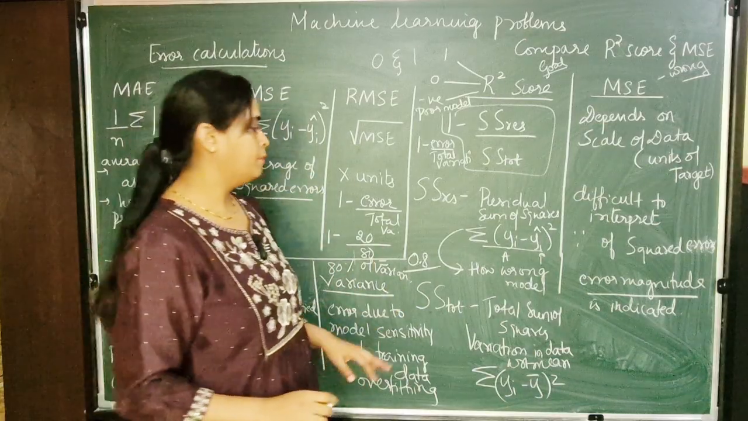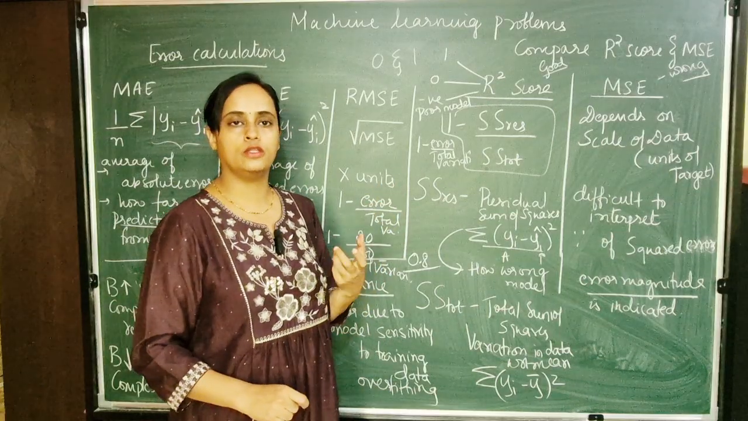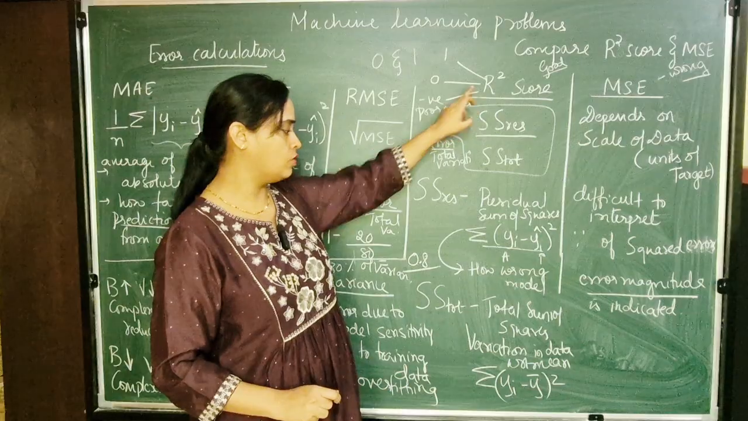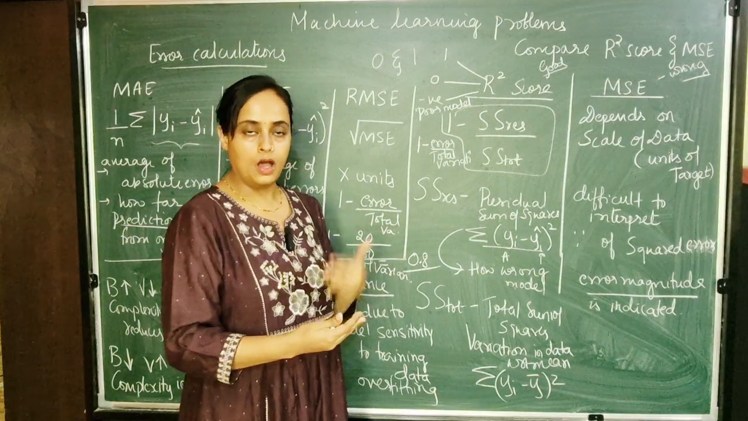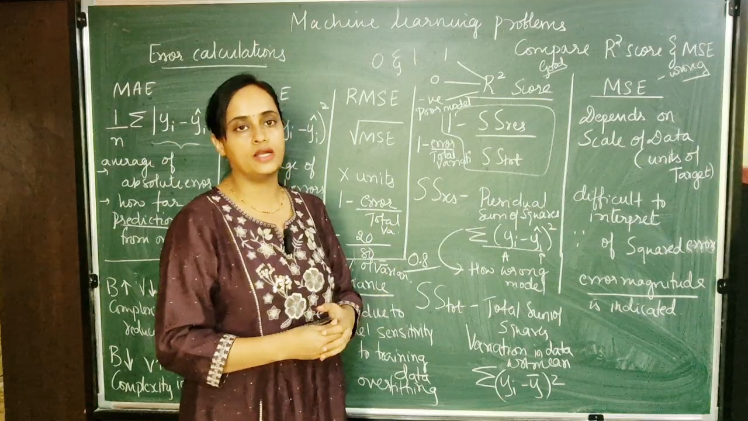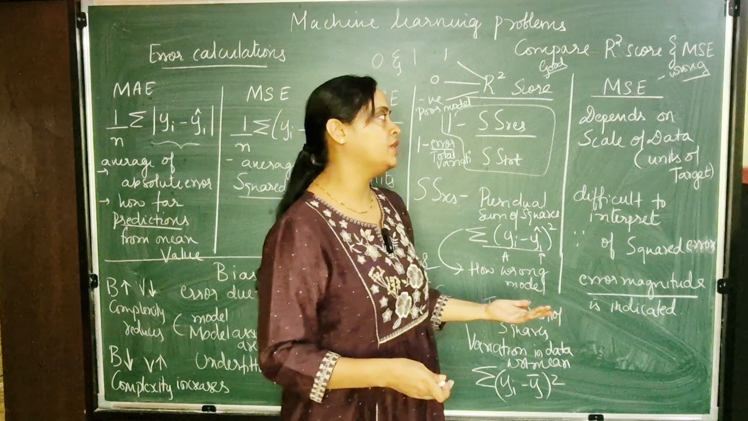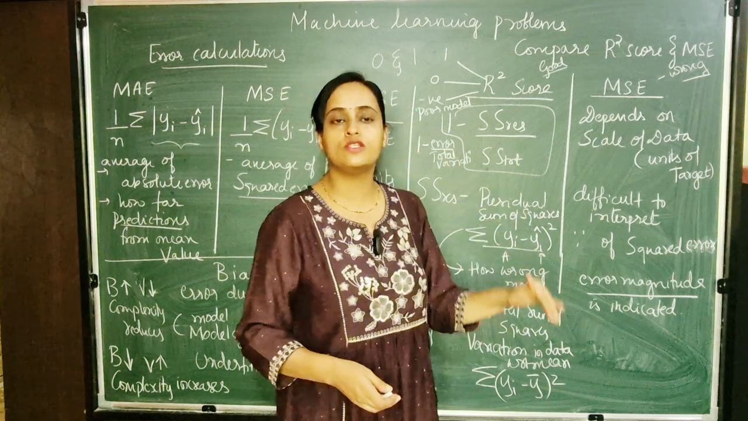Don't you think that because of R square, measuring the variation in the data is very clear? So this R square score clearly indicates how good the model is, and how well the data is represented. But in the case of mean square error, what is happening? It depends on the scale of the data. For example, the units of the target.